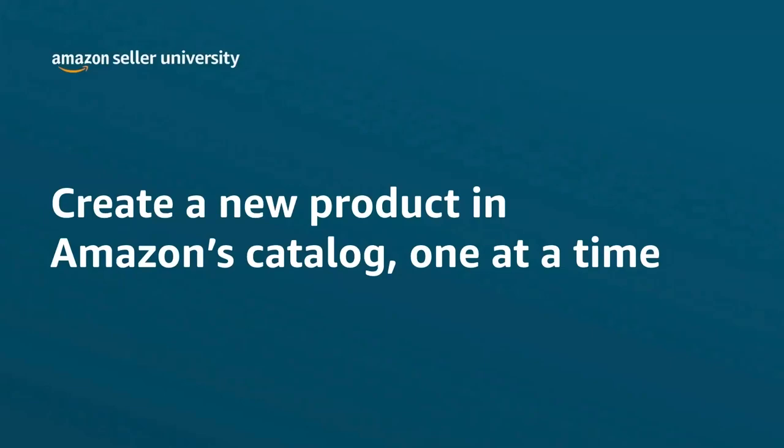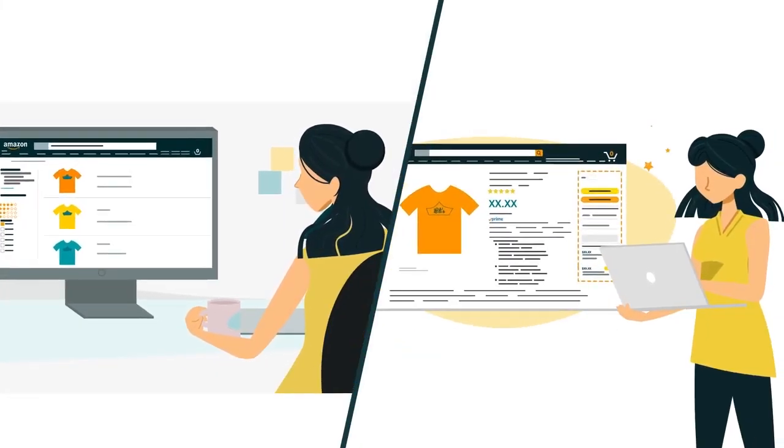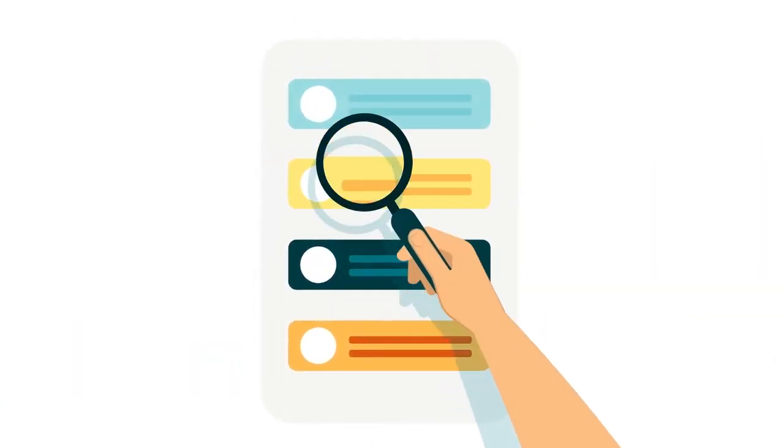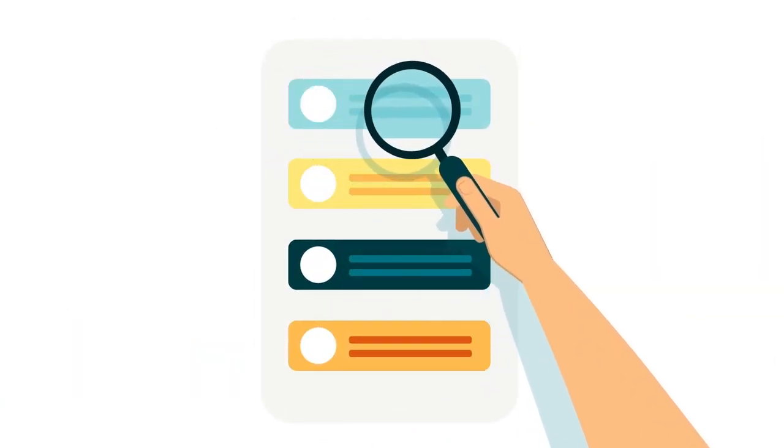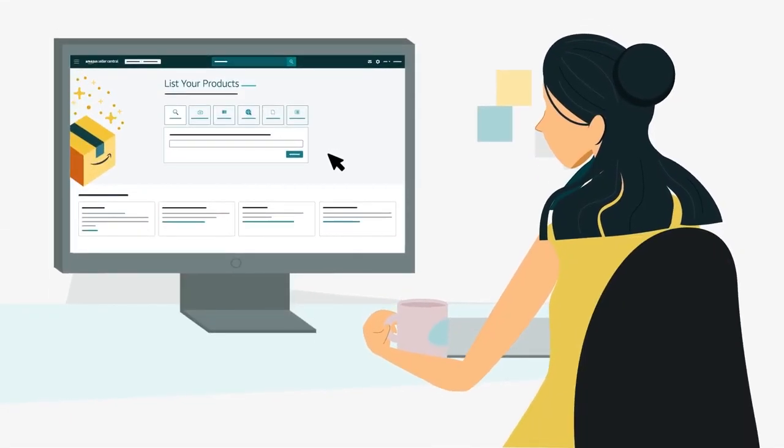Welcome to our training on Create a New Product in Amazon's Catalog one at a time. You'll need to list your products in Seller Central to sell them in the Amazon store. In this video, we'll review step-by-step instructions for listing products one at a time that aren't currently in Amazon's catalog.